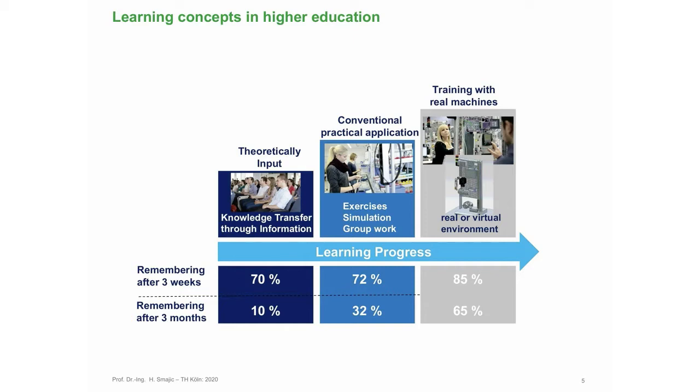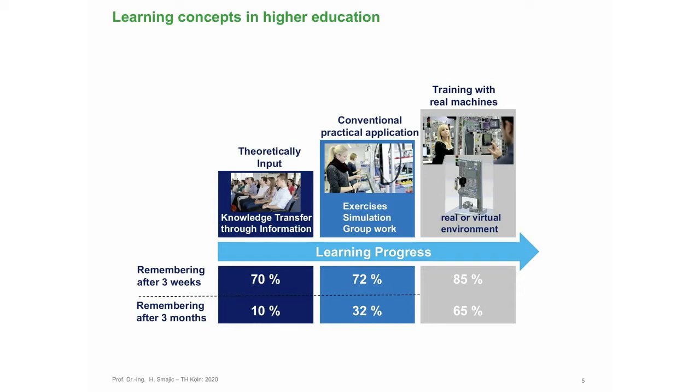Applied-oriented teaching with the support of practical exercises, simulation, and group work can improve this recall rate up to 32%. But we still have the problem that the number of dropouts is too high. One of the main reasons for the dropouts after this approach is a high level of abstraction in the transfer of knowledge, especially in mechatronics modules.